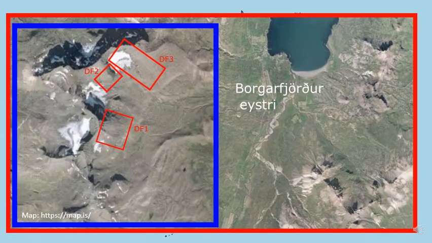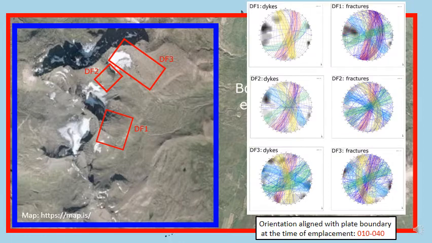We collected drone-based photogrammetry data from 3 sites within the caldera and compared orientations of fractures and dikes in virtual 3D models. Most fractures and dikes follow one of 3, possibly 4 orientations. The most prominent one, marked here in red on the right, aligns with the strike of the divergent plate boundary during the time of emplacement.